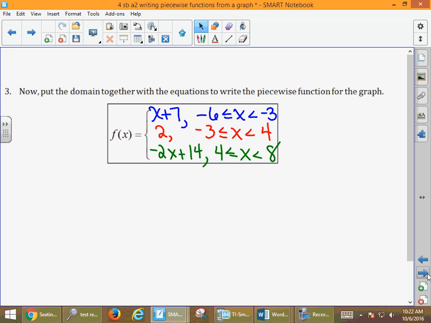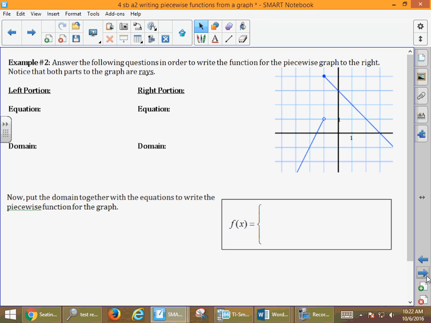So let's try one more. Again, the steps are what we just did. We are going to figure out the equation of the left portion of our piecewise function and its corresponding domain. We're going to figure out the equation of the right-hand portion of our graph, and we're going to figure out its domain. If we look back in the directions here, it says answer the following questions in order to write the function for the piecewise graph to the right. Notice that both parts of the graph are rays, and you already have those arrows drawn in there for you.